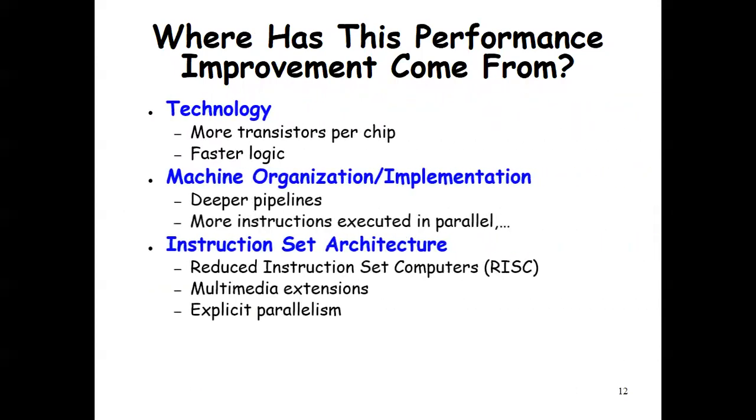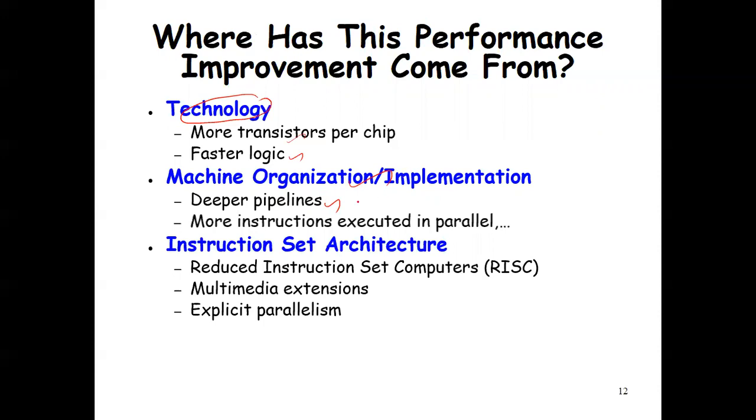So how is this performance improvement happening? Basically it is happening because of three reasons. First is technology, because now we are keeping more transistors in a chip, and because of faster logic, the processor is able to work at a faster rate. And there is also another reason, the way of implementation, or the way in which the processor is organized. There is something called pipelining. With pipelines also the performance can be increased. What pipelining is, we'll discuss later.